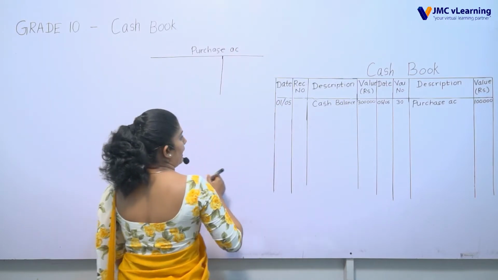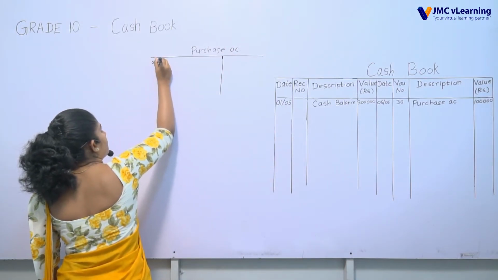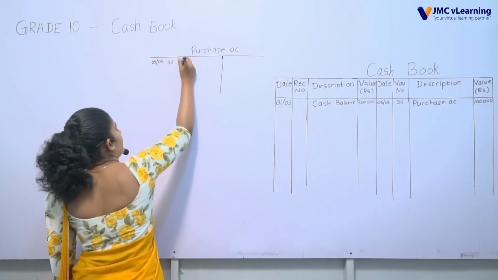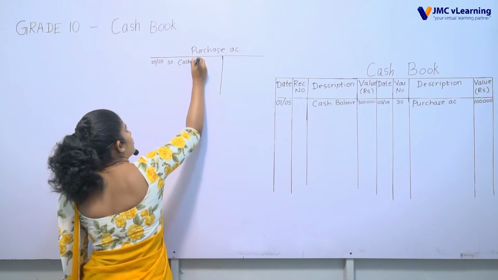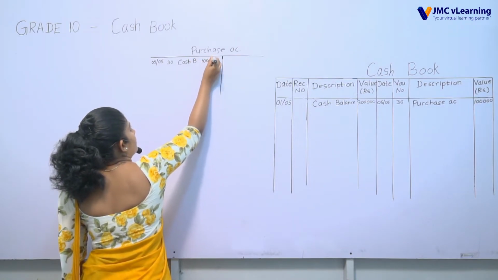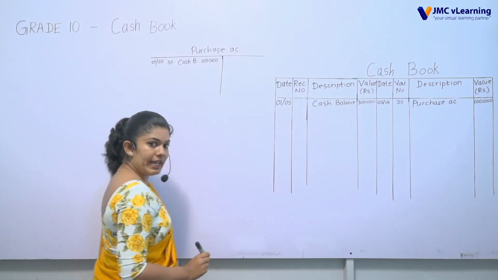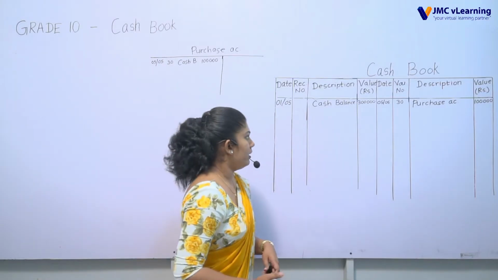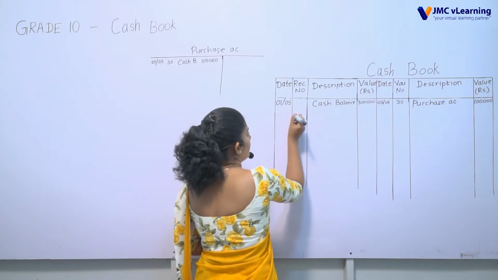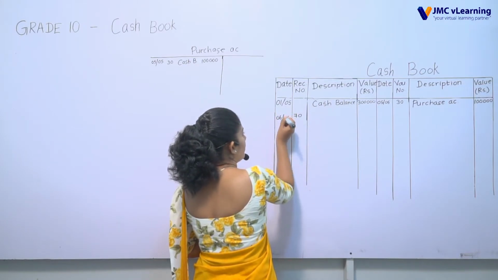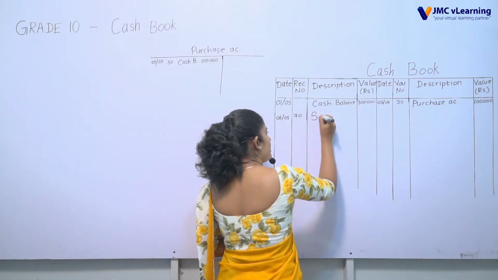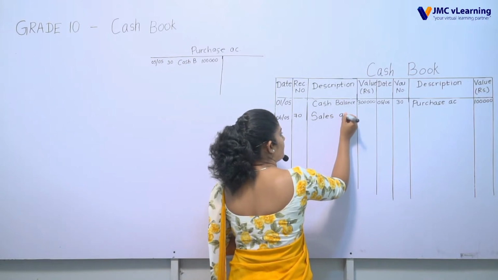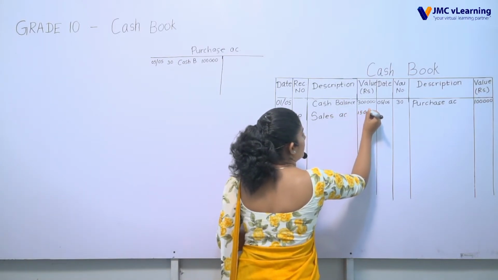Purchase account, date 5th of May, voucher number 30, cash book, 100,000. Next entry, cash sales 150,000 on 6th of May, receipt number 70. Receipt number 70, 6th of May, cash sales, that means sales account, 150,000.